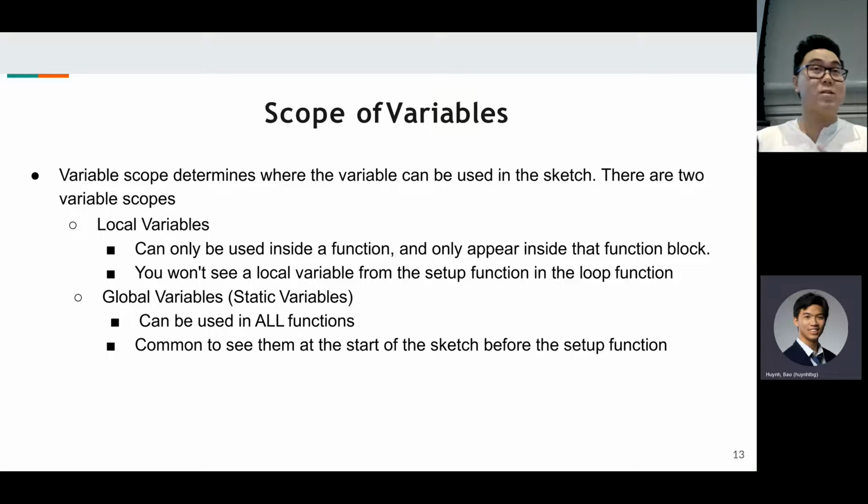And global variables, which are static variables, if you just declare them in the main code, you can use them in all functions. And you usually see them, as I said earlier, in the setup phase where you are declaring everything that you might be using.